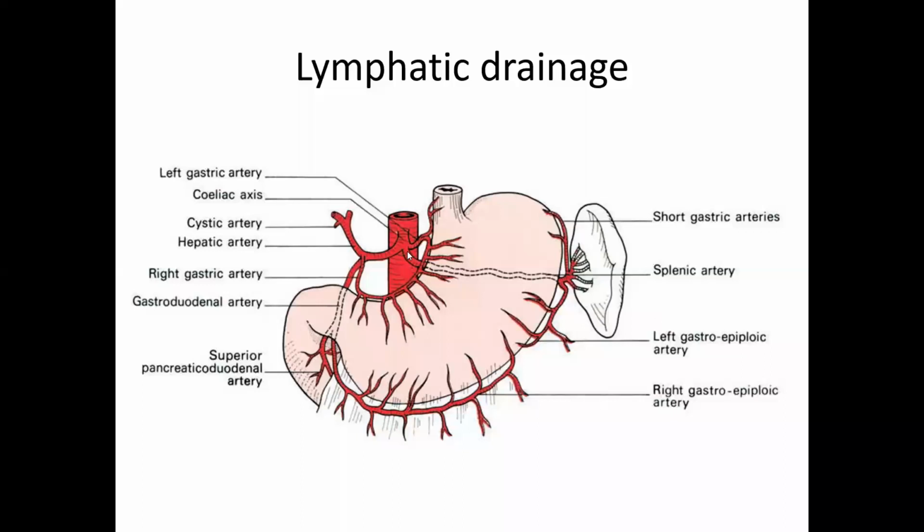Stomach gets its blood supply from the celiac trunk. One branch of the celiac trunk goes to the lesser curvature of the stomach on the left side. That is called the left gastric artery. The splenic artery goes tortuously to the spleen, but before it enters the spleen, it gives off short gastric branches and it gives off the left gastroepiploic branch.